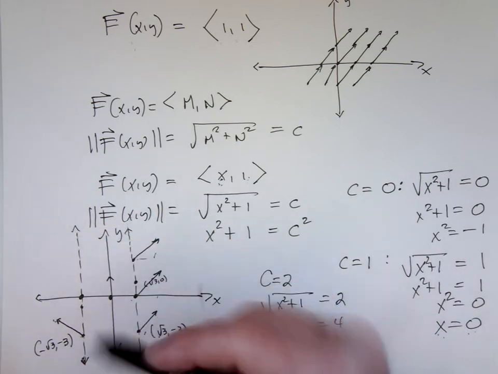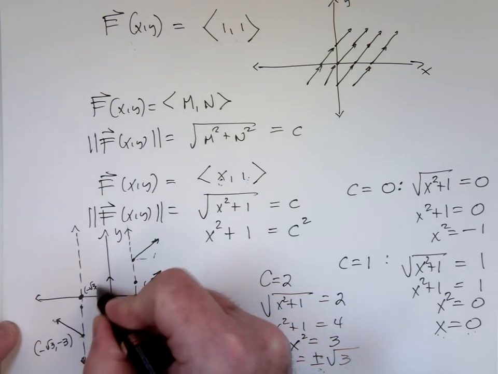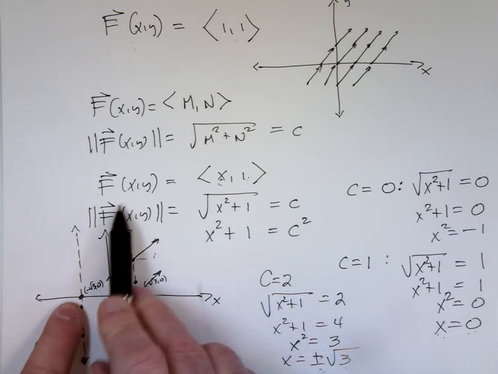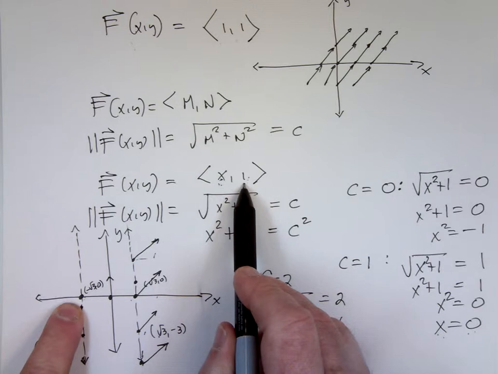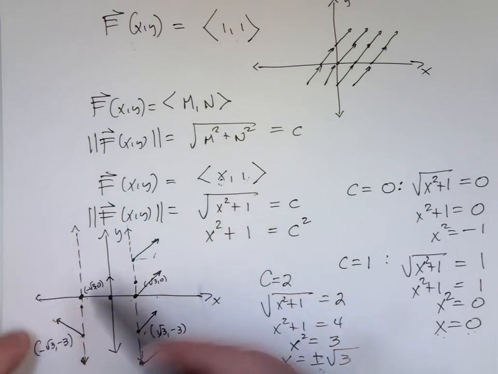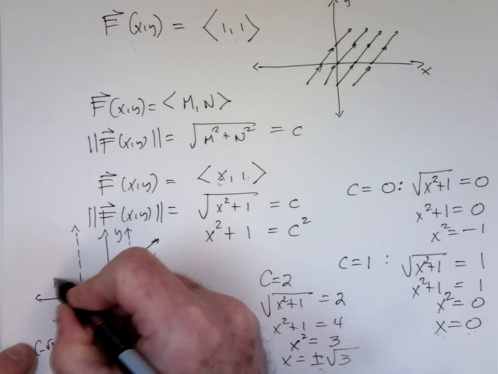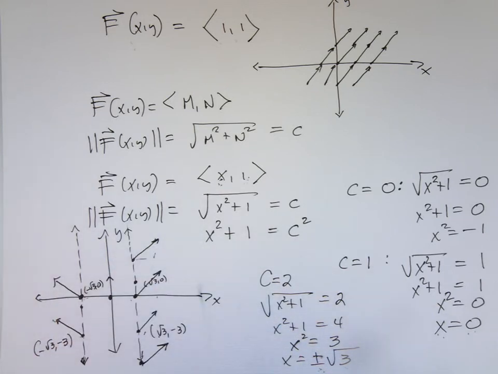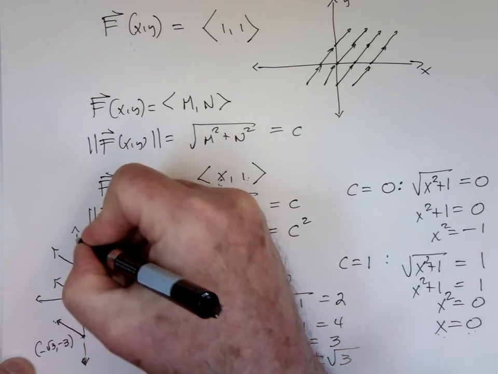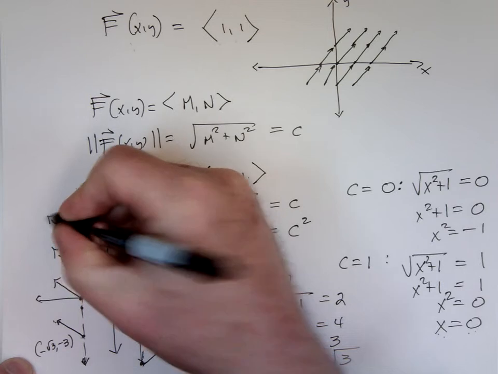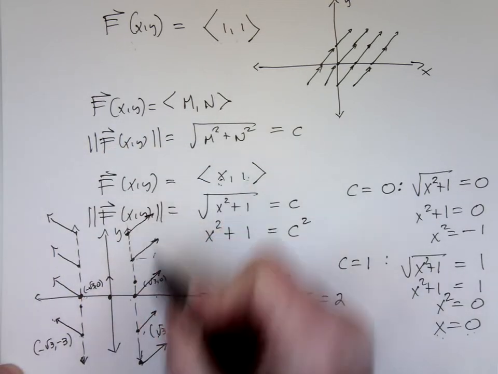Let's take another point on this line, negative square root of 3, 0. What is this vector field assigning to this point? Negative square root of 3, 1 is the vector assigned to this point. Negative square root of 3, 1 is this vector. And what's the length of that vector? 2. Every point on this line has a vector of length 2. All the points on this one and this one.